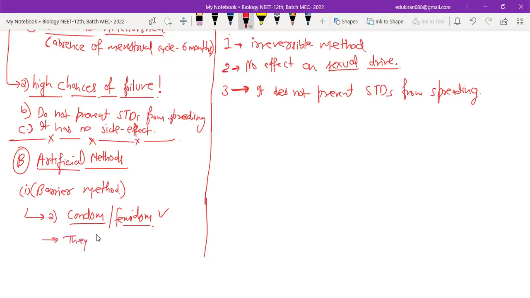They prevent STDs. Remember, no other method, whether it is artificial or natural or permanent or temporary, apart from condoms and femidoms, no other method can prevent STD. Okay, this is the important thing that you have to know.